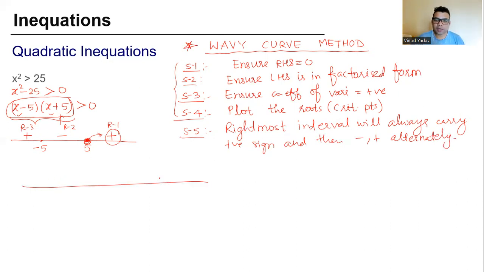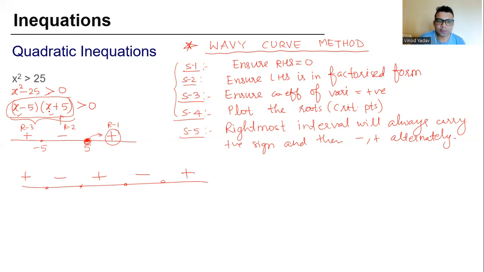All right, suppose there were 4 brackets, so 4 roots. So overall 5 regions, right? With plus, minus, plus, minus, plus. That's it. This is sorted if the first 3 steps, first 4 steps are sorted, especially the first 3. In step 4, we just plot the roots, right? Understood? All right.